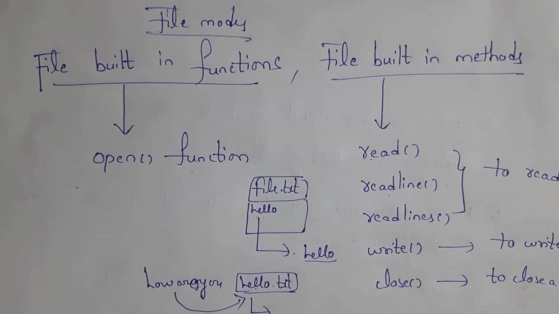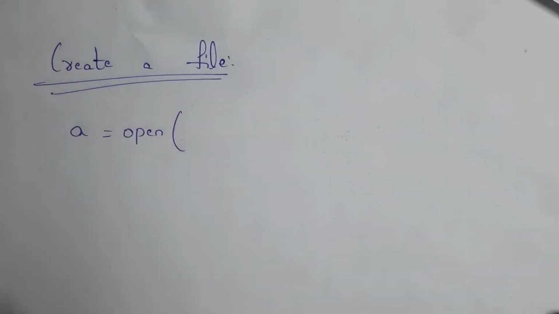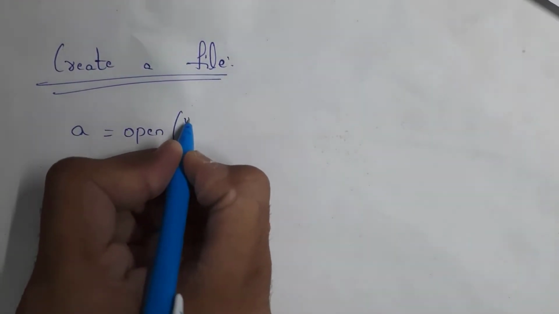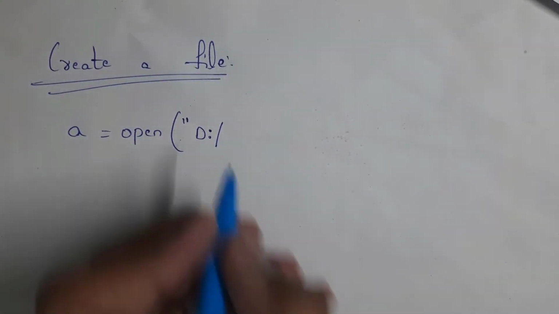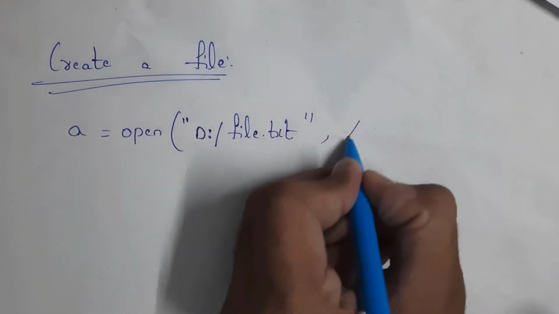Guys, I will give some examples so that you can clearly understand what is use of these file modes, file built-in functions and file built-in methods. At first I will explain how to create a file. Write a equal to, take open function. Inside open function, for example I want to create text file. The text file name is file.txt and I want to create that file in local disk D. So inside open function write in quotations D:/file.txt, close quotations, comma, x mode.